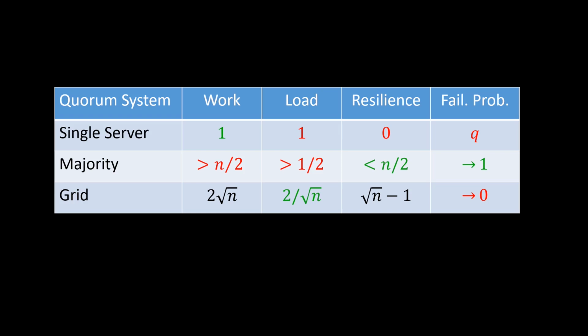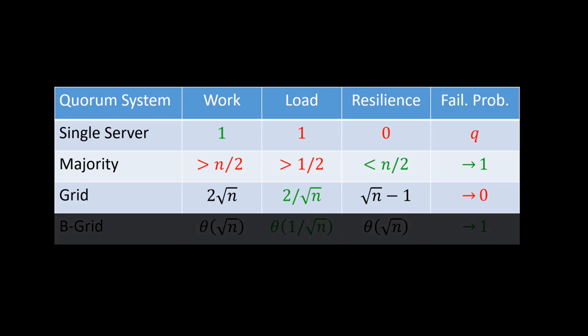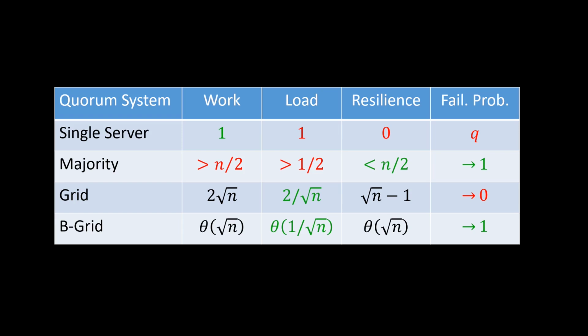So the main question is whether we can fix the grid quorum system somehow to make that red entry in the bottom right corner green. And indeed, this is possible. There exists an intricate generalization of the grid quorum system which can handle random crashes well. This system is known as the B-grid. It is more complicated than the grid, and it generally pays for everything with higher constants, but asymptotically it manages to get the same functions as the grid quorum system regarding work, load, and resilience. But on top of that, its probability to survive failures is 1 in the limit.